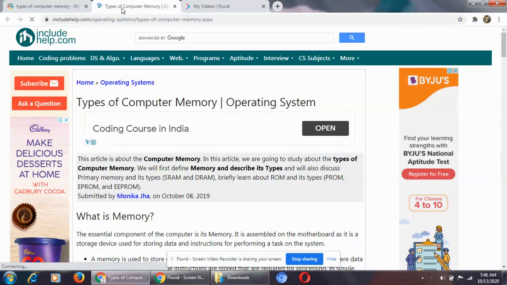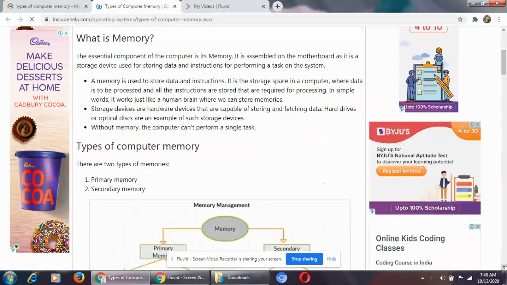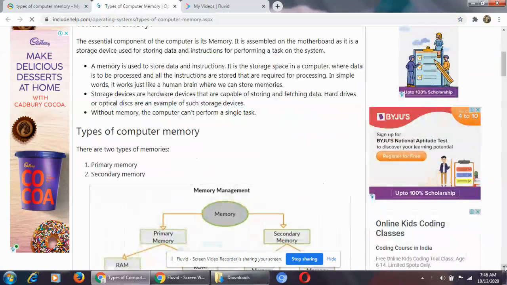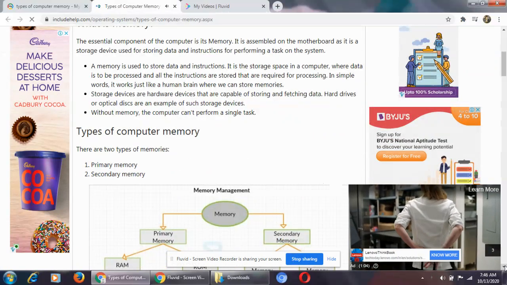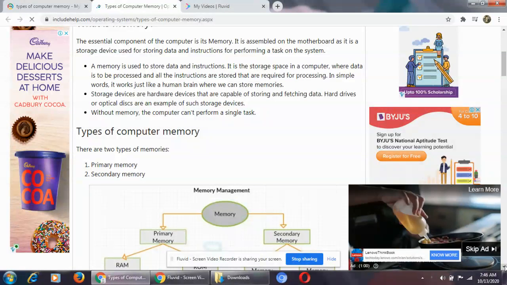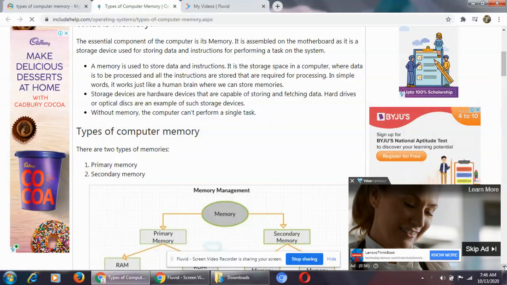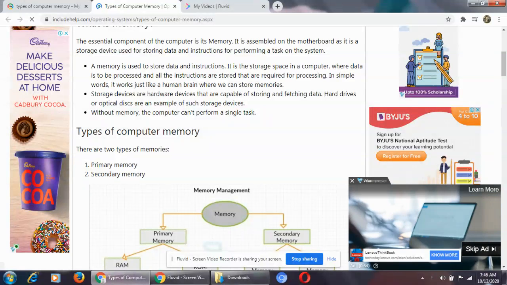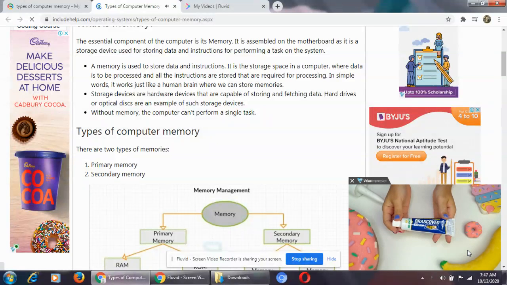Next topic is types of memory. But before that, I would like to explain to you what a memory is. Memory is the essential component of the computer, which means that it is the most important part of a computer. Why is it the most important part?